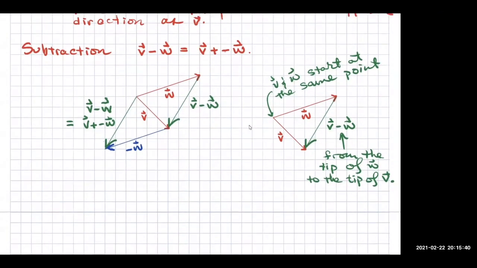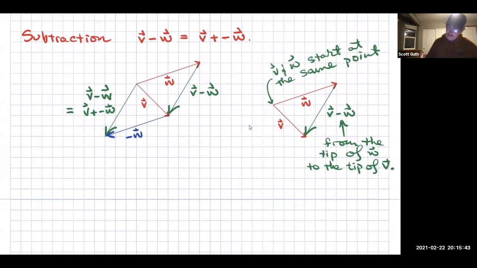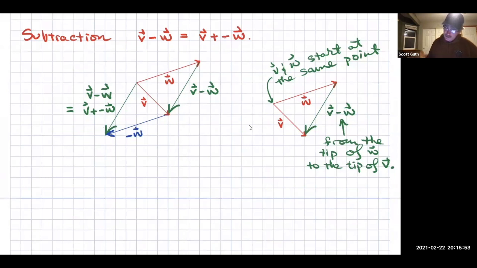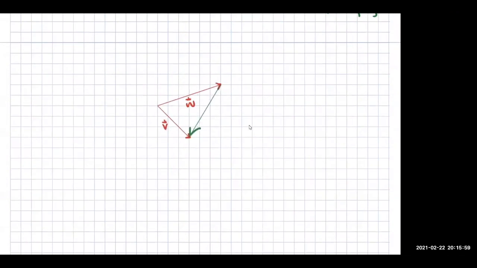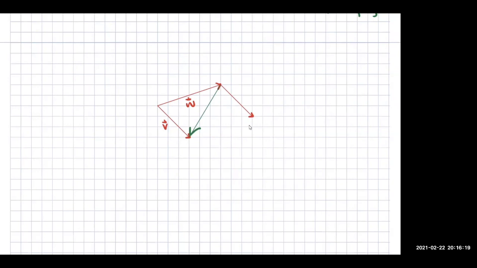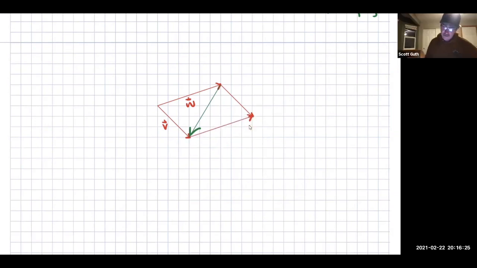Okay. I want to do one more diagram here. I wanted to copy this diagram one more time. This sort of shows the geometry of addition and subtraction. We're going to make this into a parallelogram. So I'm going to do two copies of V, making opposite sides of the parallelogram, and two copies of W, and try to align those like a parallelogram.